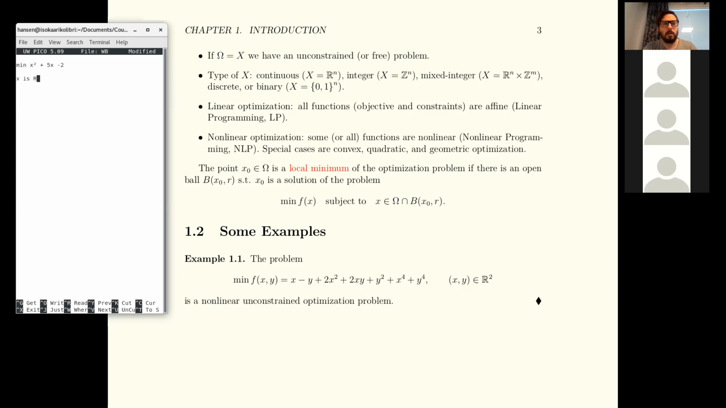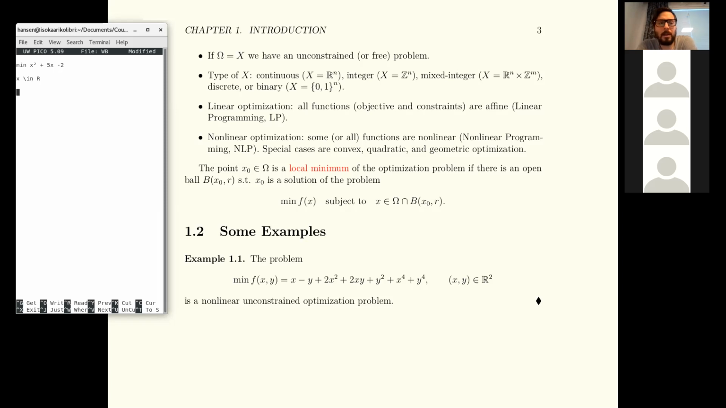X is real. All right. So find a real number such that this is minimized. Well, I hope that you can solve this because I'm assuming certain familiarity with functions. But if we want to solve this, there's several different ways of solving it.